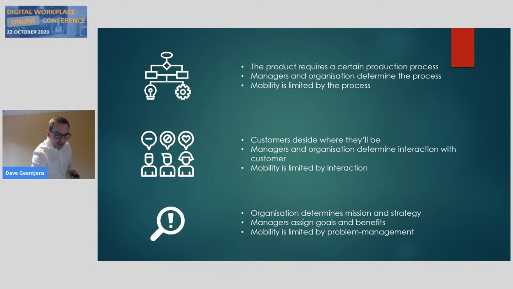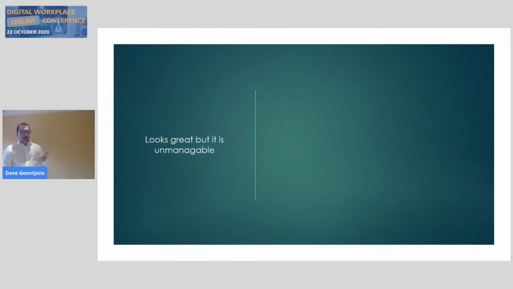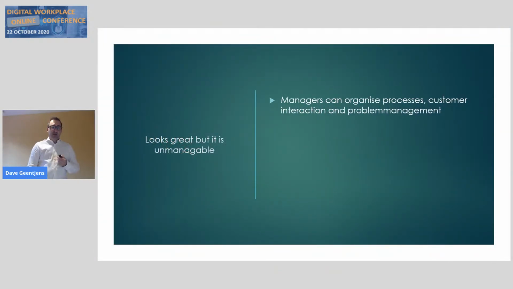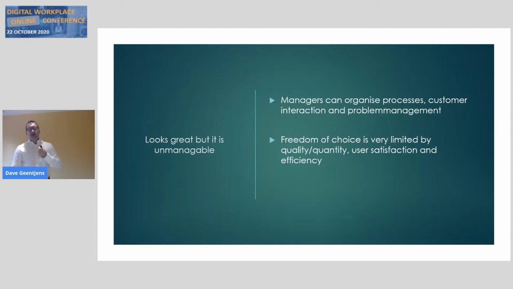So if we go back to the problem that they stated, managers can organize processes, customer interaction, and problem management. So managers can organize this. There is a little bit of freedom of choice. I know that there is a difference in autonomy, but the freedom of choice is really limited by quantity and quality of your product, user satisfaction, and efficiency. Nobody is just choosing where they will be in the organization. It does not work like that. And it is suitable for all employees.